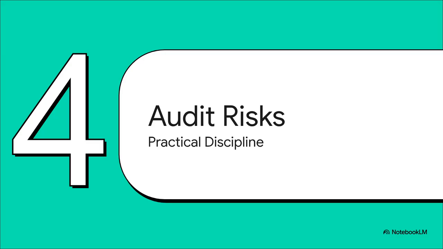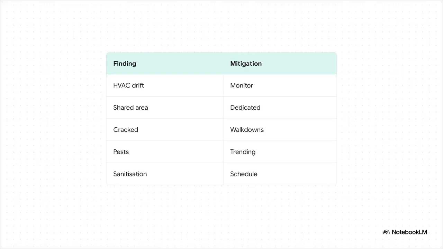Which brings us nicely to Section 4, Audit Risks and Practical Discipline. Let's use a bit of an audit backward approach here, looking at common FDA Form 483 findings. If an inspector finds your HVAC differential pressures are drifting, well, it means you lacked continuous monitoring. Shared penicillin areas? That's a massive failure of dedicated facility design. Cracked surfaces? You've clearly missed your surface integrity walkdowns. Pest findings inside GMP areas point straight to a failing pest control trending program. And overdue water system sanitization means your strict preventative maintenance schedule is just being ignored.